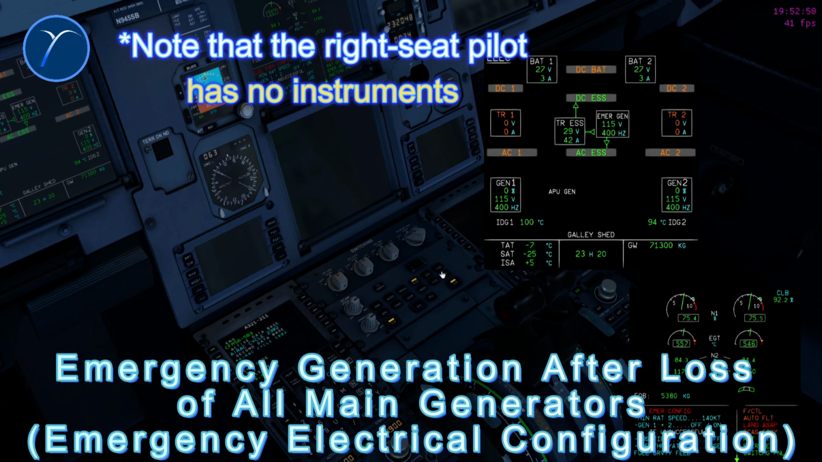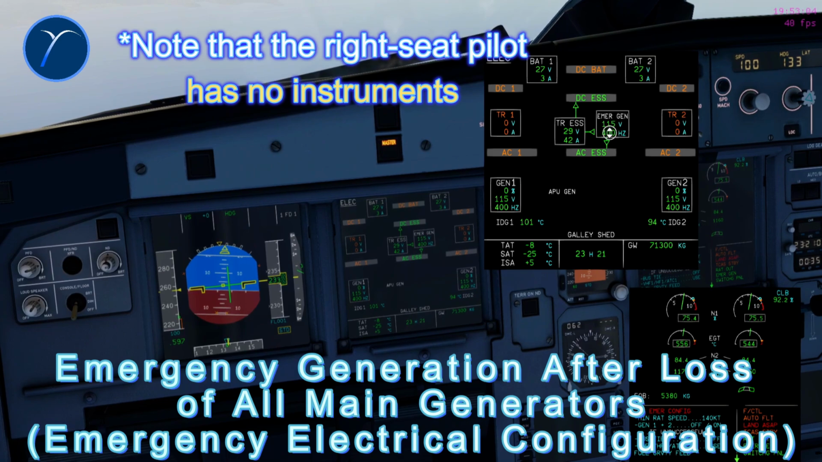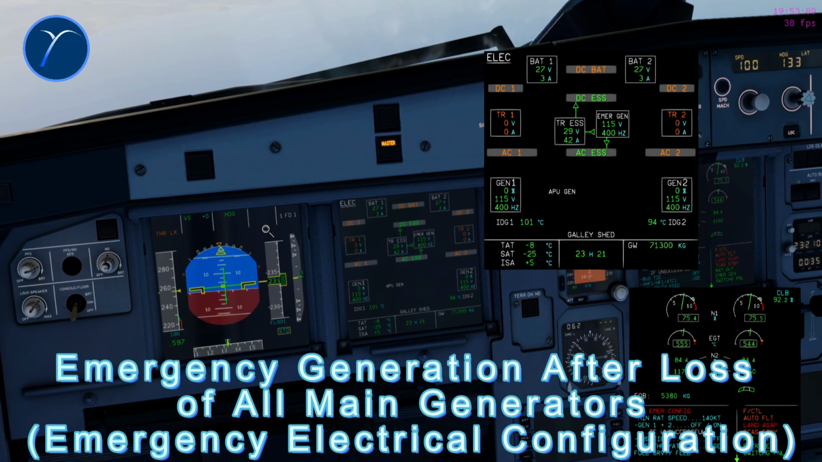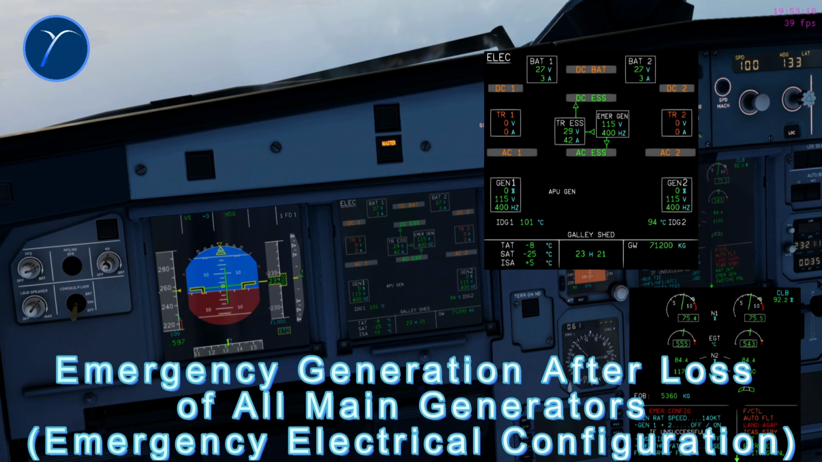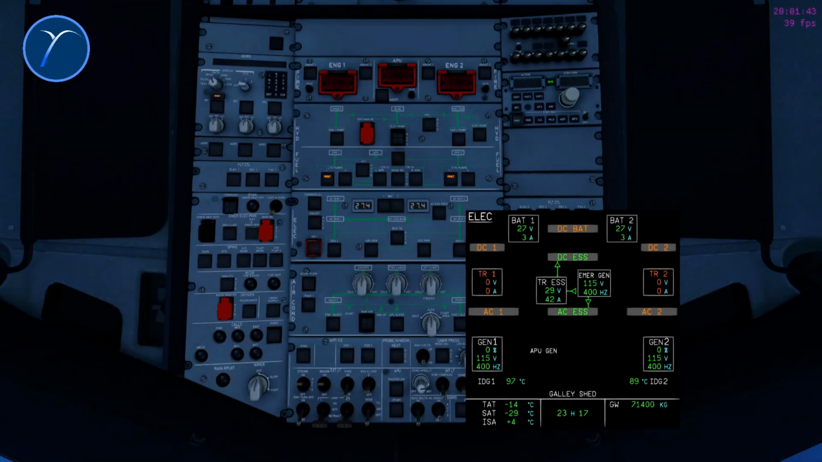So if we go to ELEC, you can see now that the emergency generator is operating. This generator supplies the AC essential bus and the DC essential bus via the TR essential, or the essential TR. Now when the landing gear is down, the emergency generator is no longer powered, and the emergency generation network is transferred to batteries and the static inverter, and the system sheds the AC shed essential and DC shed essential buses.